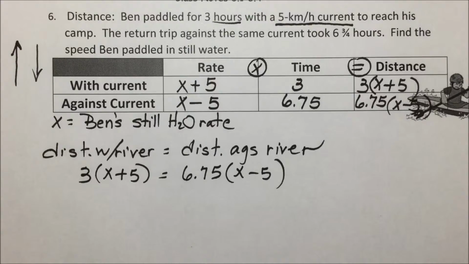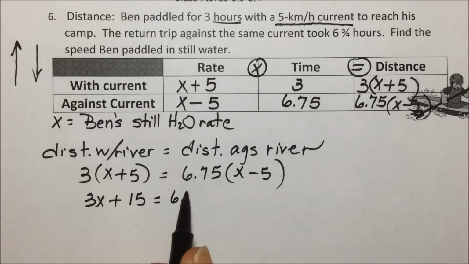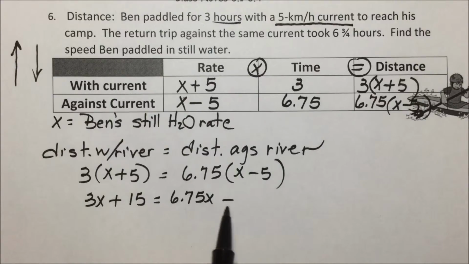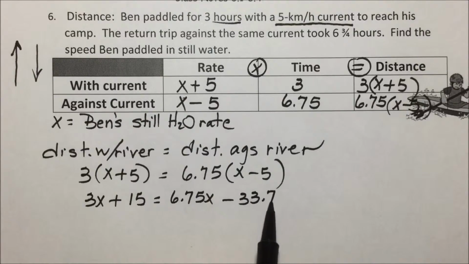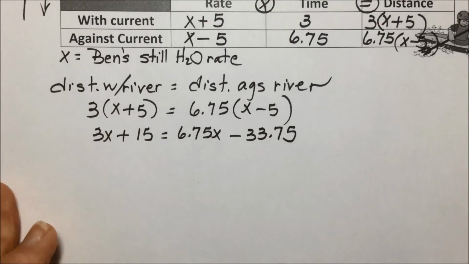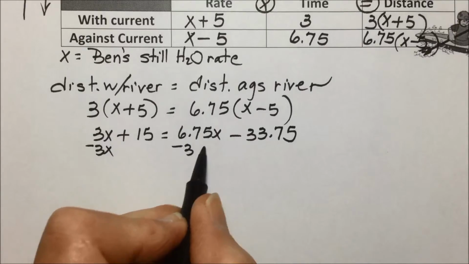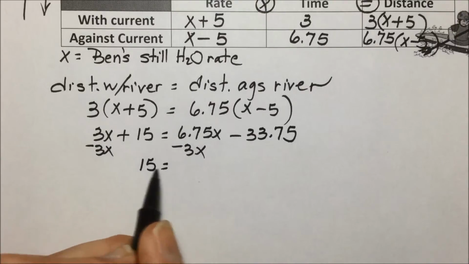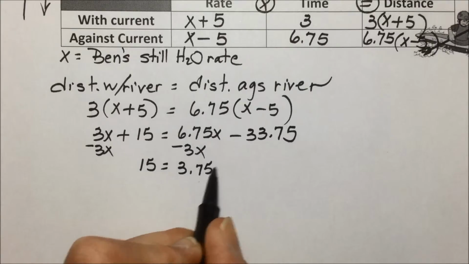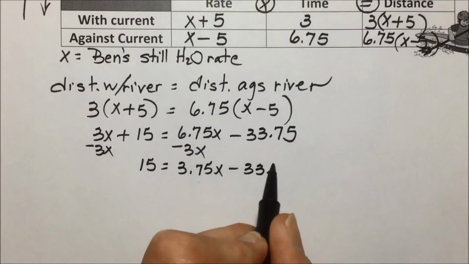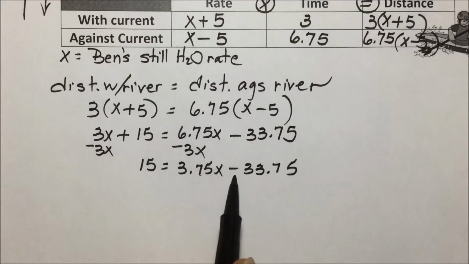It has one variable. Simplifying first, using distributive, we'll eliminate the parentheses, so 3 times x and 3 times 5. 6.75 times x on the first, and 6.75 times the negative 5 results in a 33.75. Getting our variable on one side, we'll subtract 3x from each side, leaving 15 is equal to 3.75x minus 33.75. We have the variable on one side.